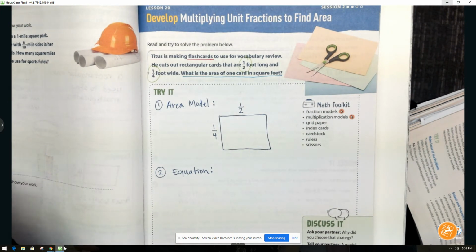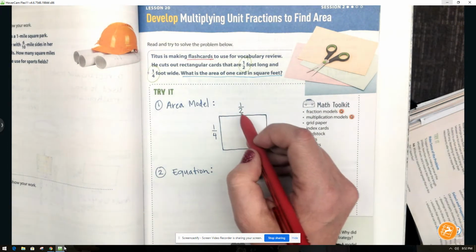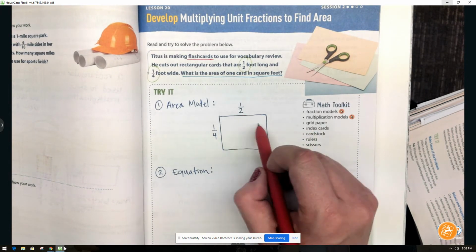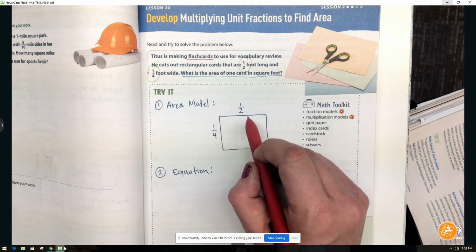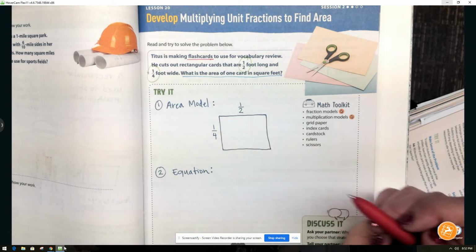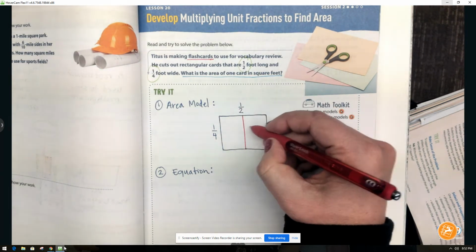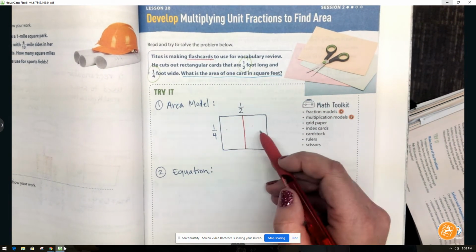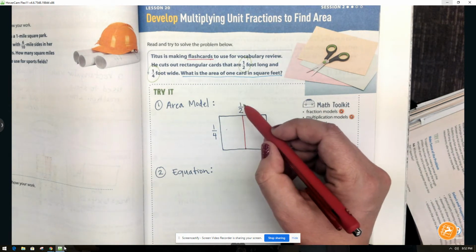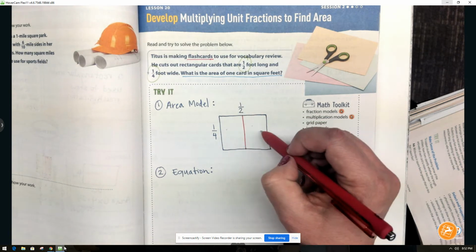Now, to decide how many columns I'm going to have, columns are going up and down, I'm going to first look at the denominator. The denominator tells me how many parts I'm going to break this rectangle apart. So I'm going to break it into two parts. I'm going to draw a line going up and down to create two columns because each of these sides represents 1/2. So we know that the 2 represents how many columns we have.